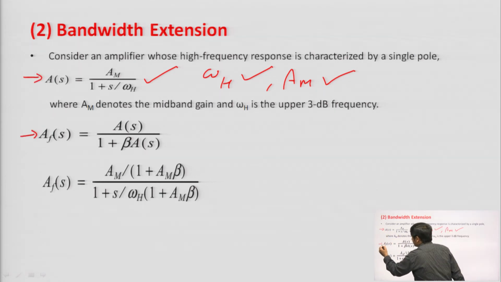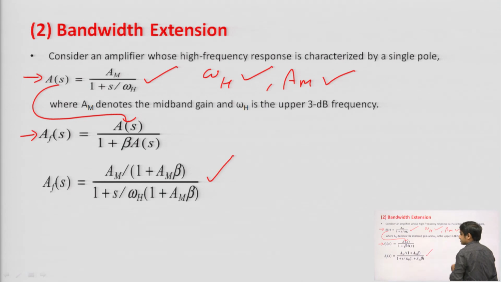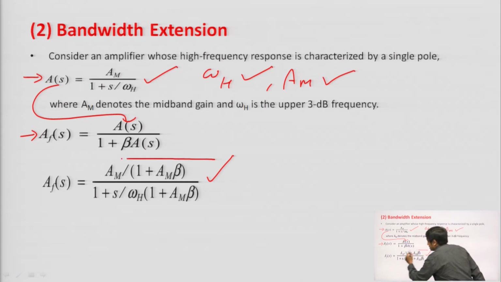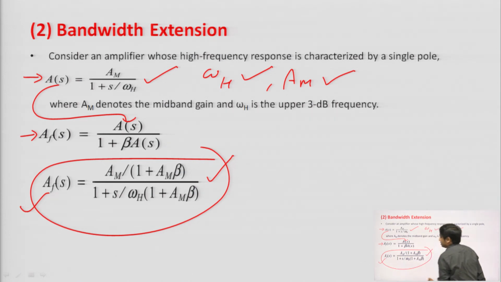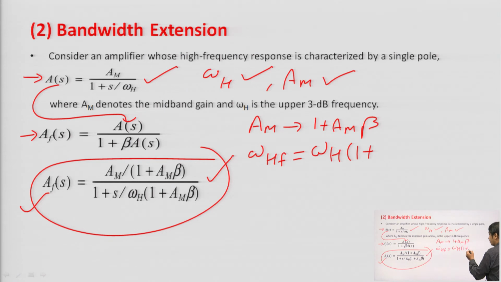Now, what is the gain with feedback? It is A(s) upon 1 plus beta A(s). Just put the value of A(s) in this expression and rearrange the terms, we will get this. You can see that this is the expression AF(s), that is AM upon 1 plus AM beta, upon 1 plus s upon omega h into 1 plus AM beta. From this expression you can see that your midband gain is reduced by the factor 1 plus AM beta, and your upper 3 dB frequency omega HF is equal to omega H into 1 plus AM beta. That is a good thing.